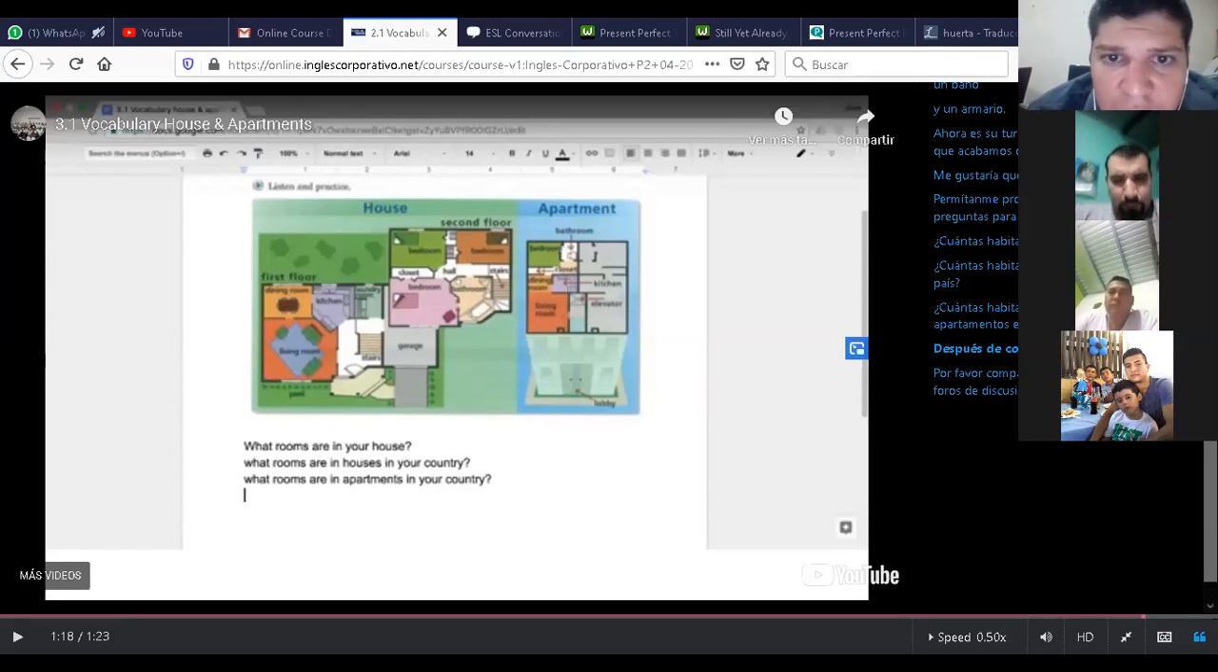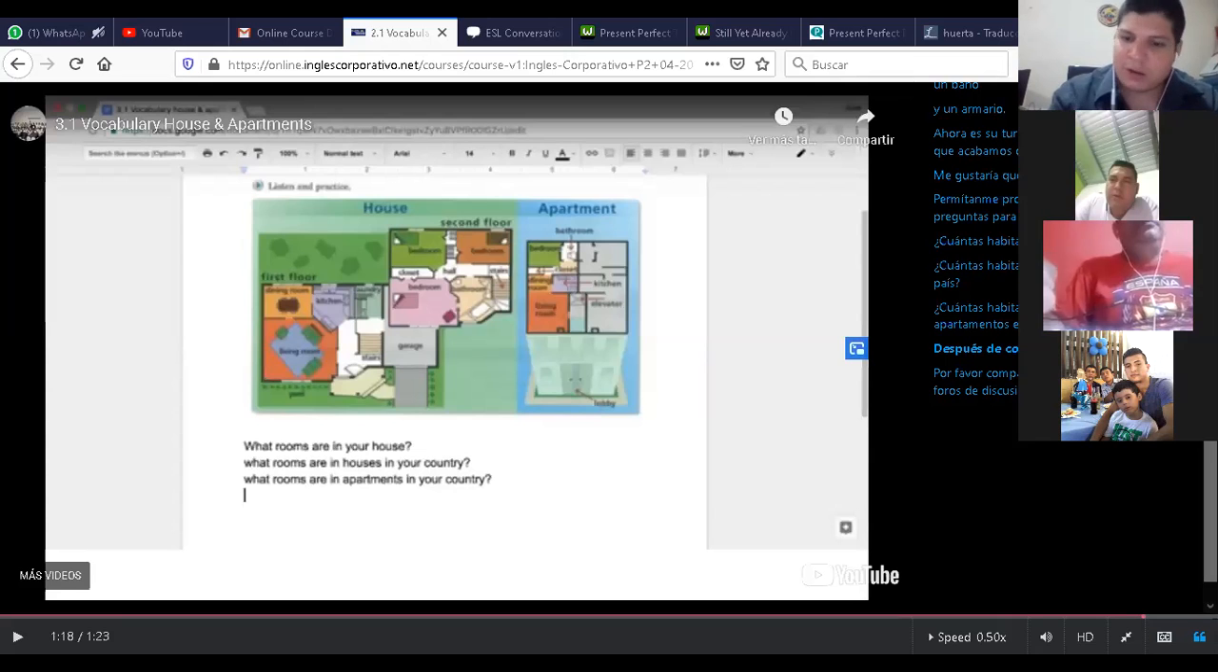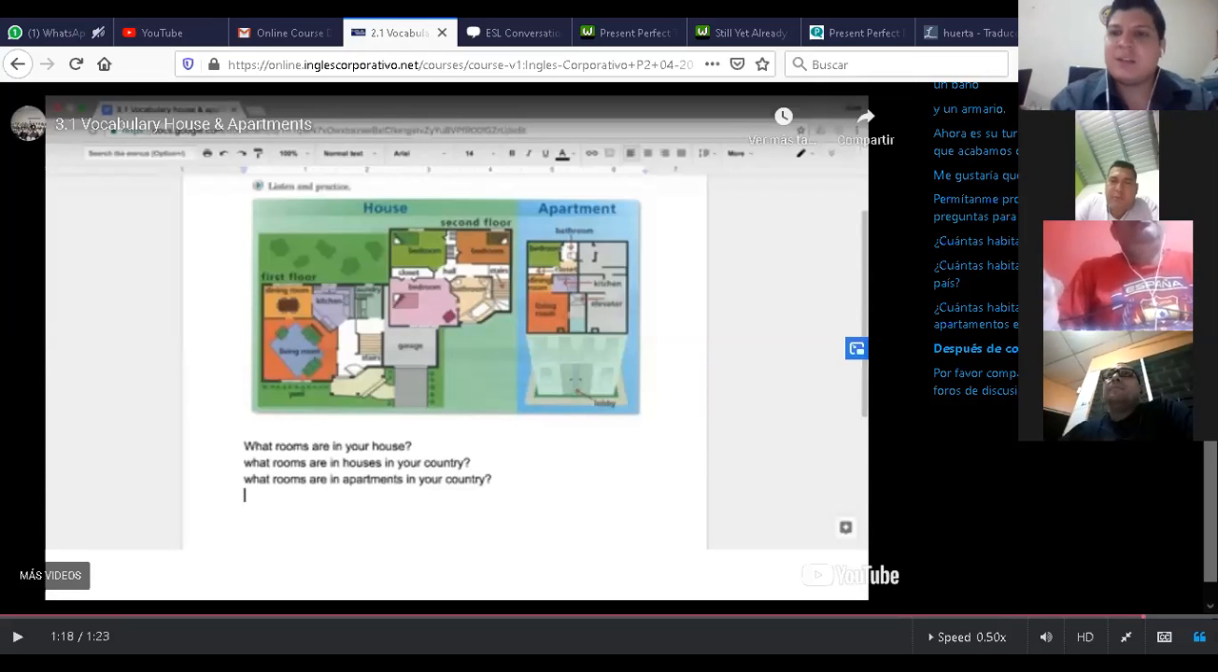So, that's it. Ah, elevator. Podemos poner elevator. Yo no tengo elevador en la casa, vean. No sé ustedes, pero elevador. Aquí está, lo vamos a poner.